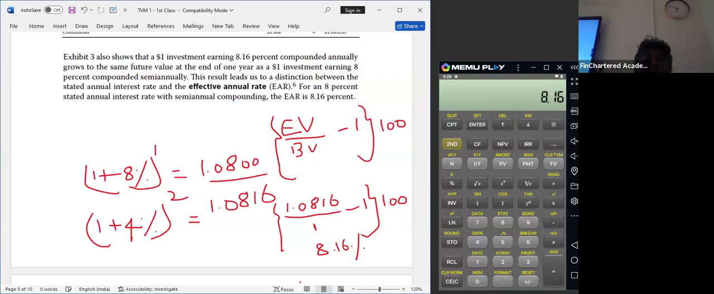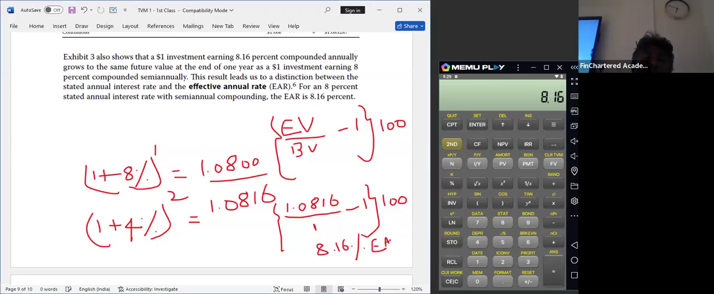Okay, so you start with whatever money that you have, and then you apply the required percentage to it for 2 years, for two times, and then arrive at what you are going to get at the end of the period. After that, you apply this formula: ending value by beginning value minus 1. Then you will get this one. This 8.16% is going to be the effective annual rate.